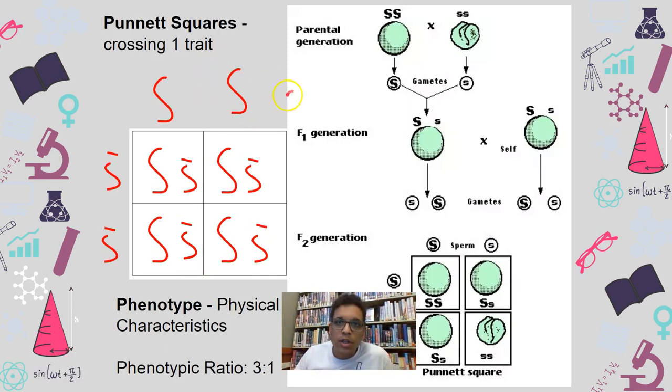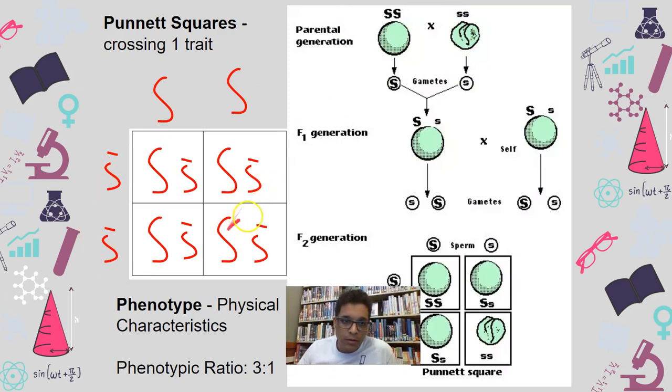So these alleles are coming from the parents. This parent only has 2 big S's, so it can only donate 1 big S. And this parent only has 2 little S's, so it can only donate 1 little S. And that's where these are coming from. And so remember that these S's are your genotype for this trait. So these alleles show your genotype.